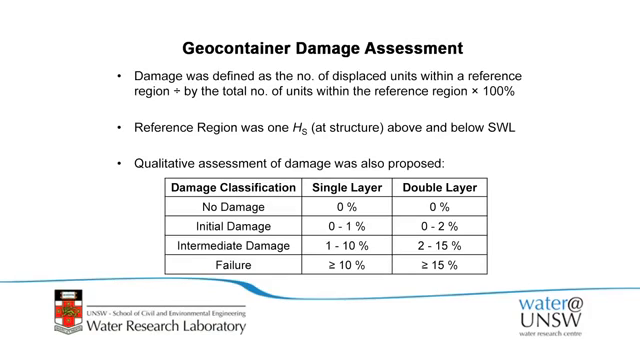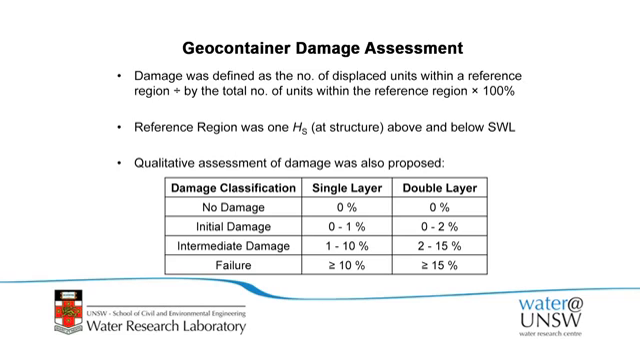So through the physical modelling, we came up with some criteria for when the structure was either no damage, initial damage, or failure. It's basically a percent of the number of units that move. So we came up with this table for both single layer structures or double layer. And we would always recommend, which I'll show later, to construct them with double layer, so a two thickness structure. Obviously no damage is no units moving.